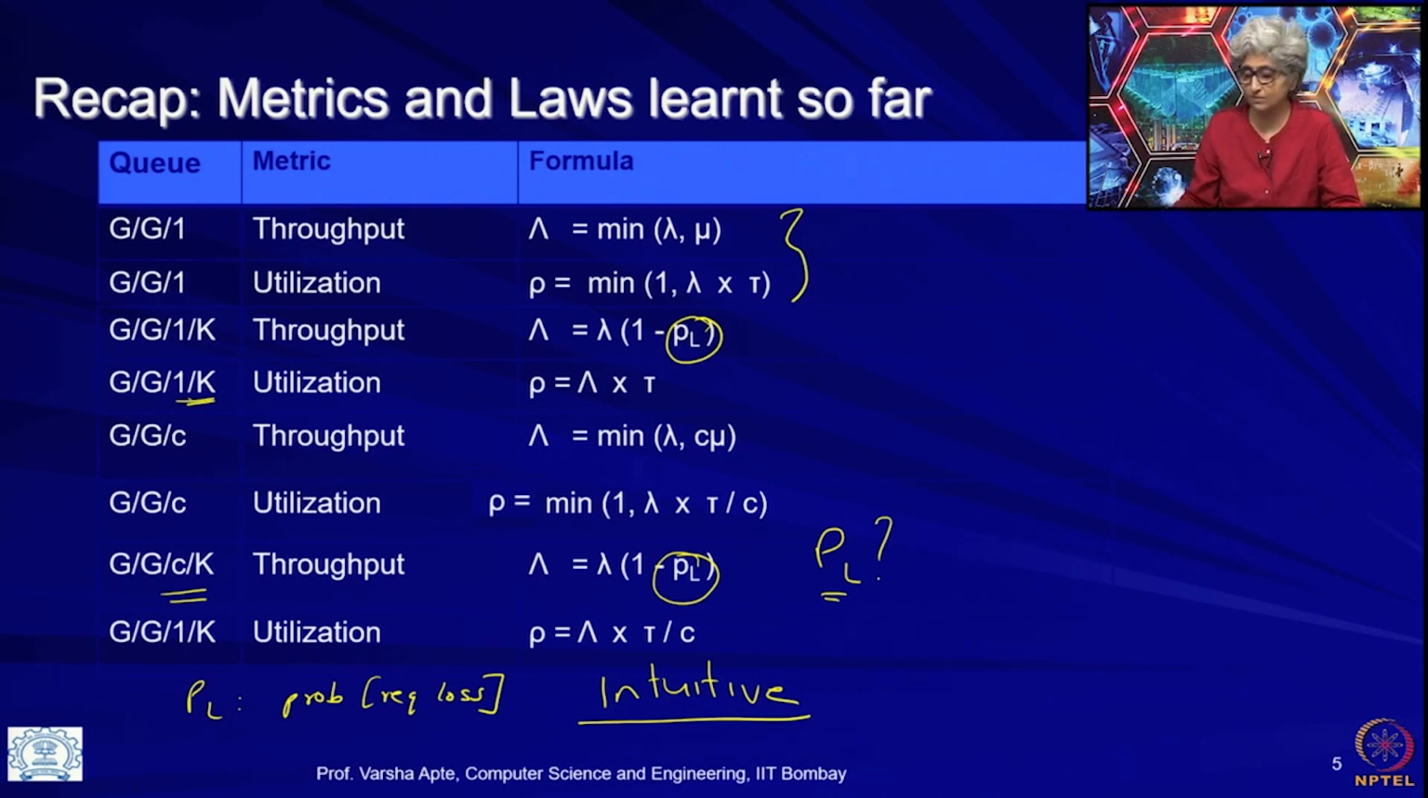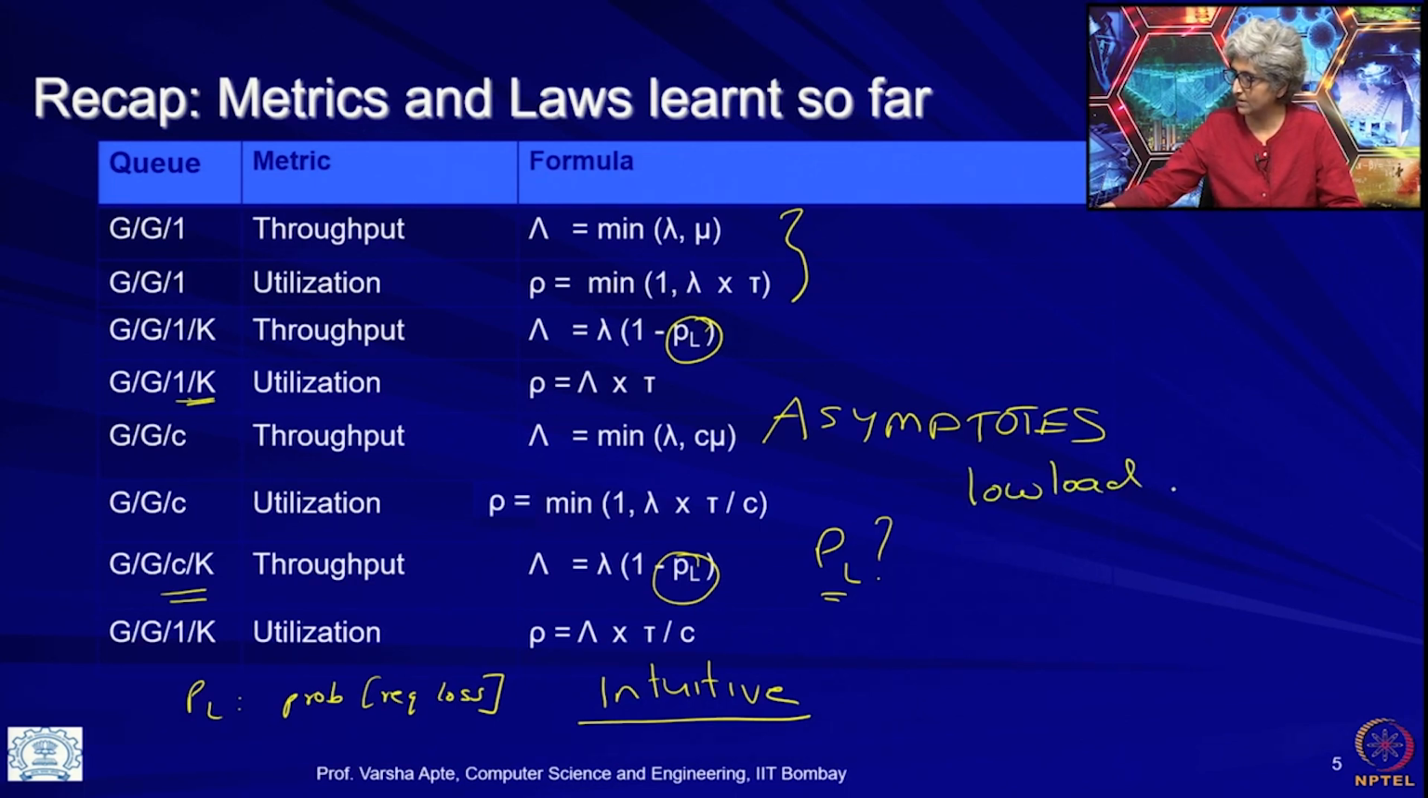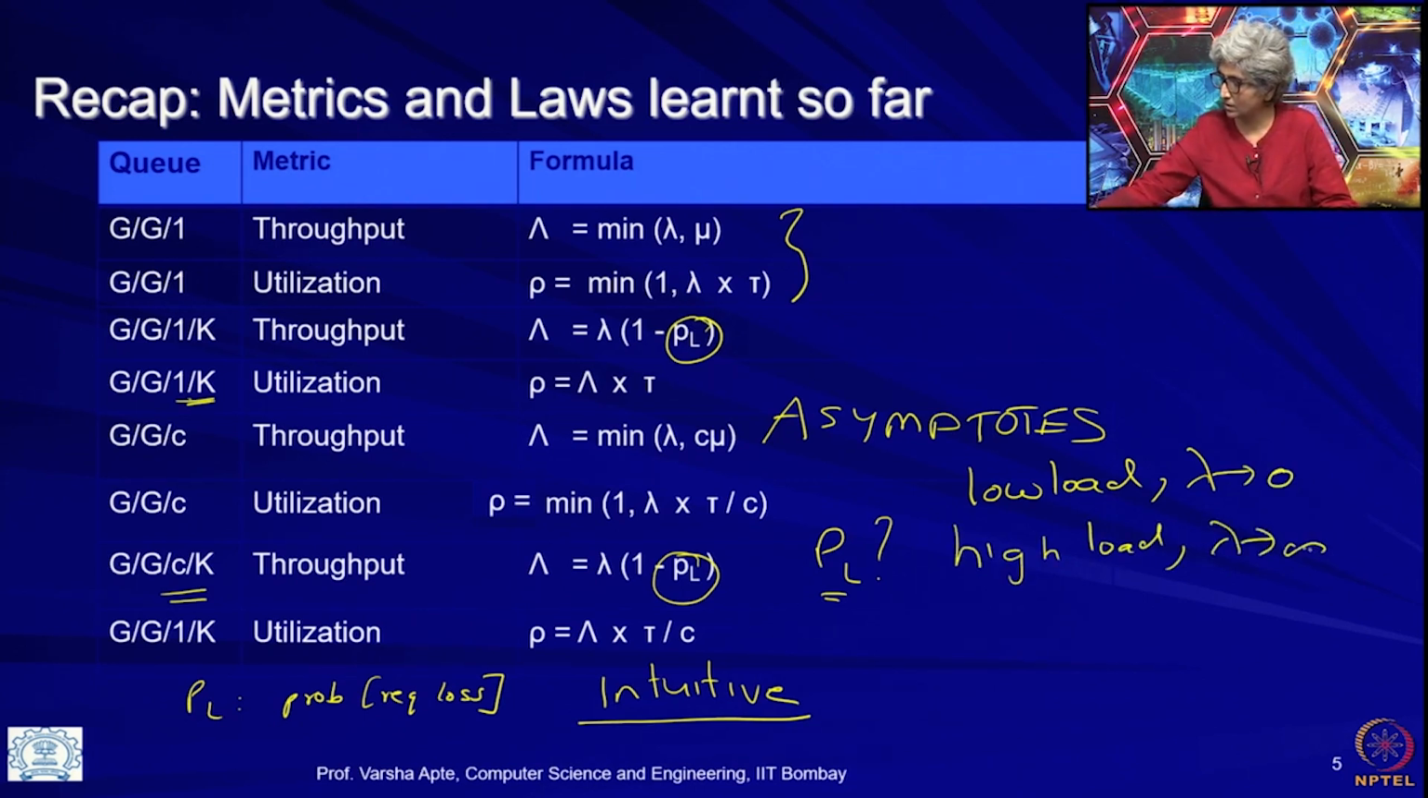Similarly, there are some other things that may not need a whole lot of maths, and that is asymptotes. So, remember what is an asymptote? An asymptote is a value that is taken in some limit. In our case, we are going to talk about low load, which will be the limit of these metrics as lambda goes to 0, and the other asymptote will be high load, which is the values these metrics take when lambda goes to infinity.